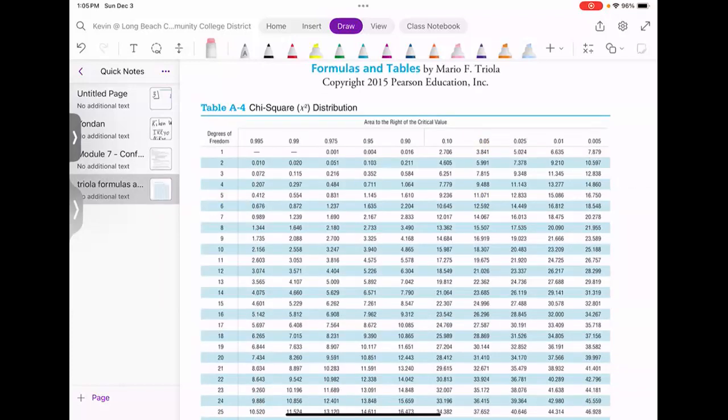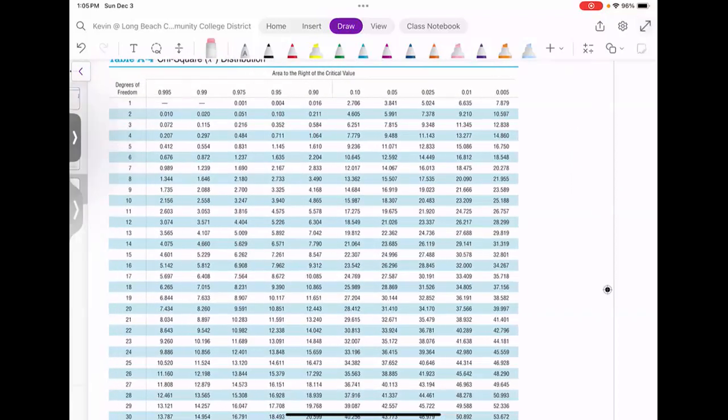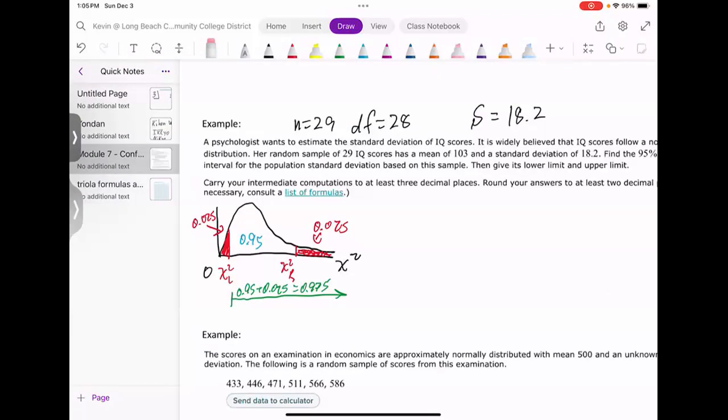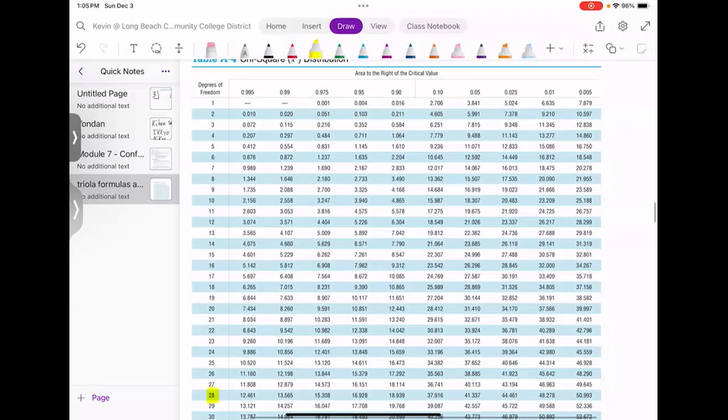So we are now down here. Degrees of freedom is 28 and 0.975. 28 is down here. 0.975 is up here. So it looks like we are colliding right there. 15.308.